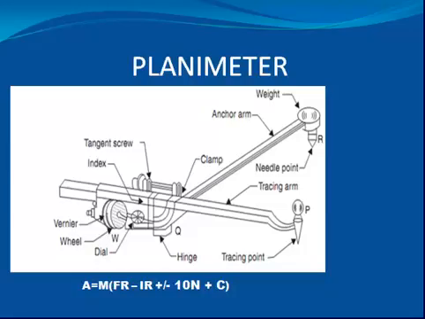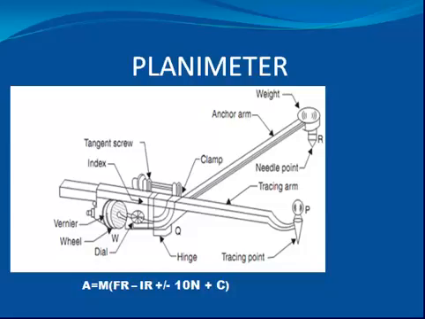The tracing arm carries a tracing point which is moved along the boundary line of the area. There is an adjustable support which always keeps the tracing point just clear of the surface. The other arm is known as the pole arm or anchor arm and carries the needle point weight or fulcrum at the end. The weight forms the center of rotation. The other end of the pole arm can be pivoted at the point by a ball and socket arrangement. There is a carriage which can be set at various points on the tracing arm with respect to the index mark. The carriage consists of measuring wheel and a vernier.